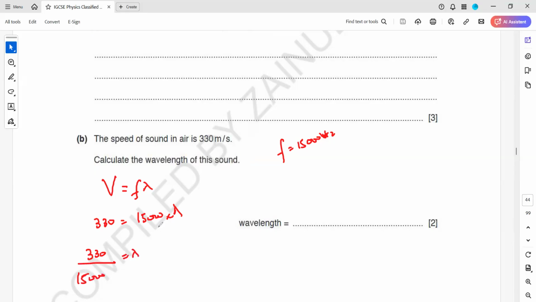What is the answer for this? 330 divided by 15,000 gives us the wavelength, which is 0.022 meters. That's a very short wavelength because the frequency is high, so the wavelength will be shorter. If the frequency is low, then the wavelength will be longer.